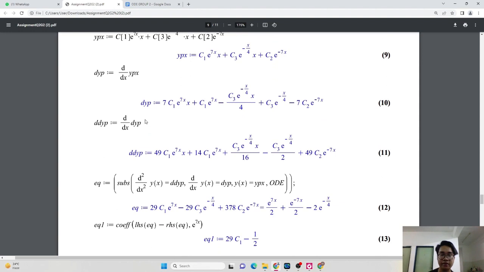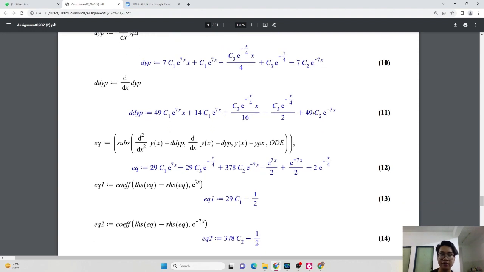The answer we get is dyp equal 7c1 exponent power of 7xx plus c1 exponent power of 7x minus c3 exponent power of negative x over 4x over 4 plus c3 exponent power of negative x over 4 and minus 7c2 exponent power of negative 7x. And the 11th step is d dyp equal d over dx dyp.